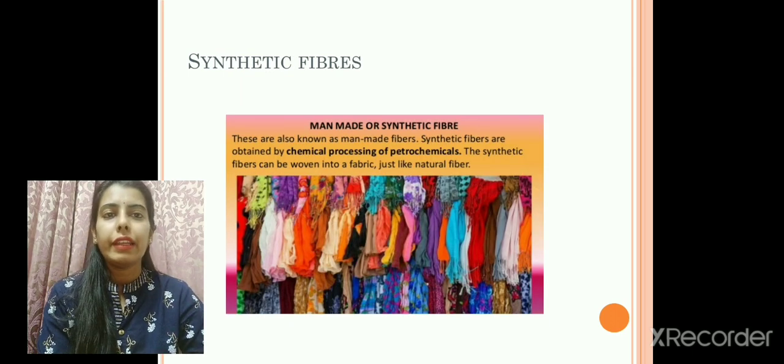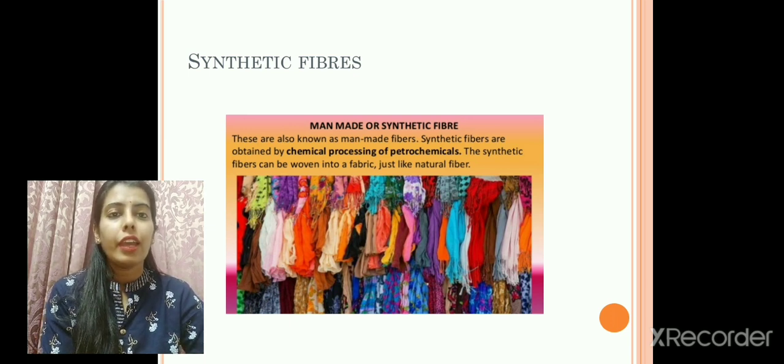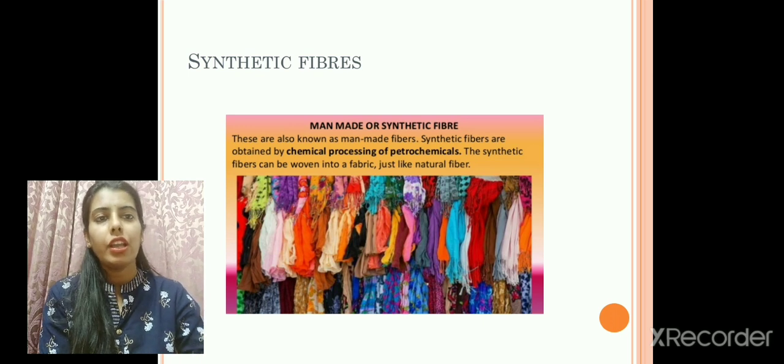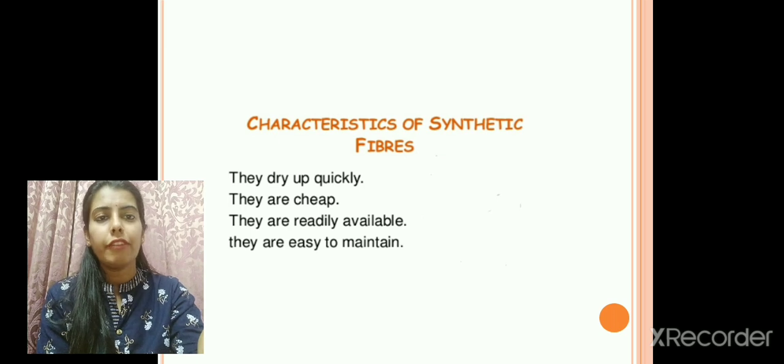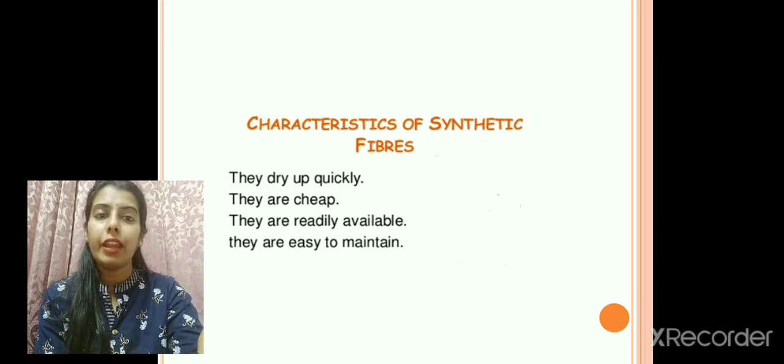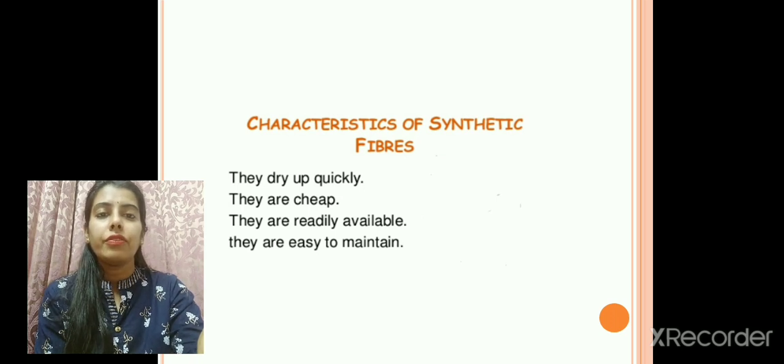Now coming to synthetic fibers. Synthetic fibers are also called man-made fibers. They are obtained by chemical processing of petrochemicals. Synthetic fibers can be woven into a fabric just like natural fiber. They dry up quickly, they are very cheap, they are readily available, and they are easy to maintain. That is why there are some good characteristics of synthetic fibers which are very useful to us, and that is why people generally prefer to use synthetic fibers.